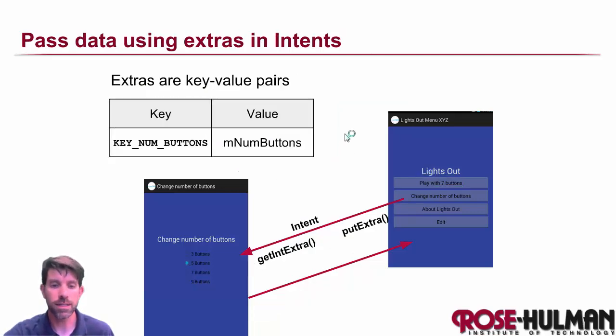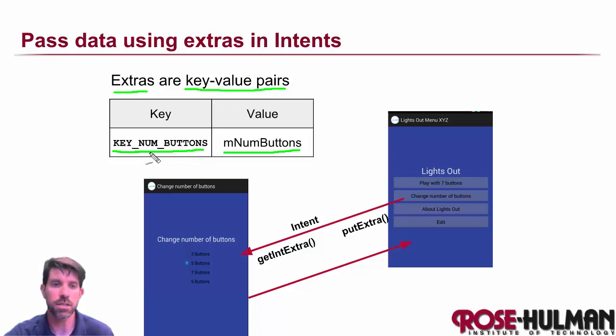Okay, so the whole idea of an intent, and particularly an extra, is pretty simple. All an extra is, is just a key-value pair. So in our example, we wanted to pass the number of buttons, right? So that's just an integer, with the value of the field that I had set. So we need to give this a key, and we'll generally use a key that starts with KEY underscore, and then something else that makes sense here.